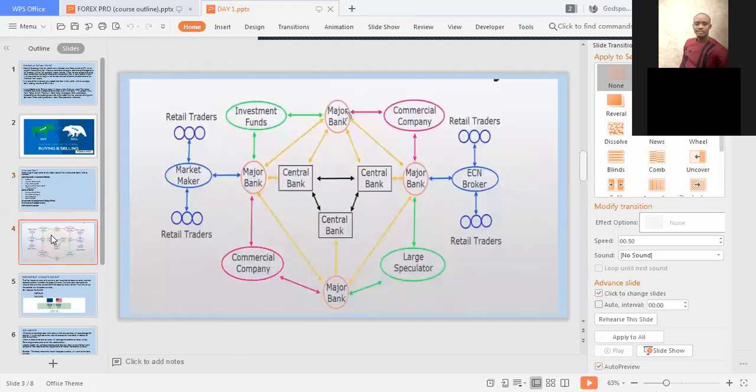Just look at it. I had to go online to look for a flow chart to analyze this. The central banks are the first set of bodies that are in charge of Forex. Look at the major banks. The major banks are more or less like the assistants. They assist the central banks in trading.